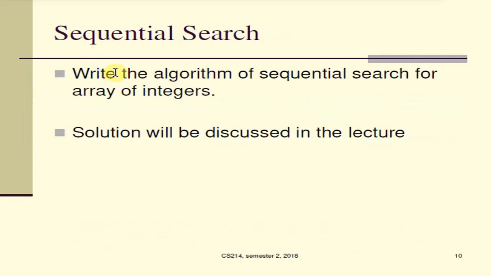Let's take a look at the sequential search algorithm now. Write the algorithm of sequential search for an array of integers.